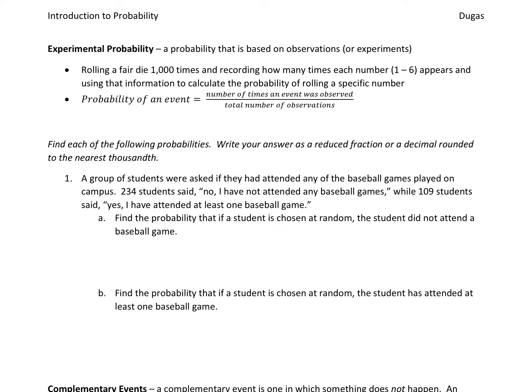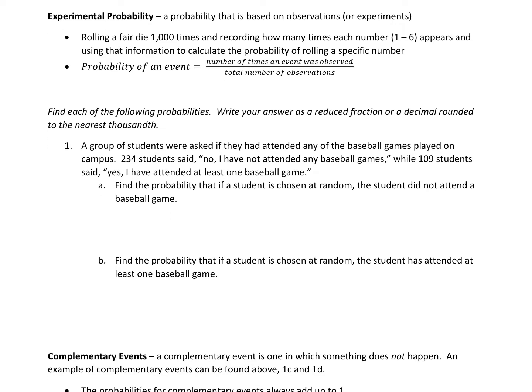So to calculate a probability of an event, in this circumstance, you would look at the number of times that an event occurred, and then you would divide that by the number of observations made in total. So here's an example. Find each of the following probabilities. Write your answer as a reduced fraction or a decimal rounded to the nearest thousandth.